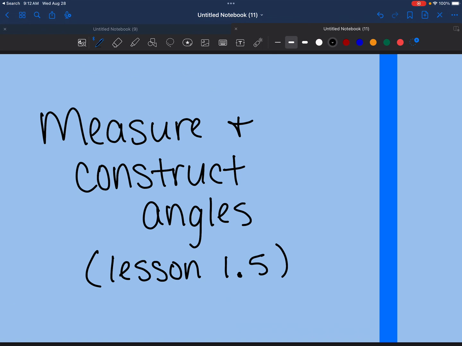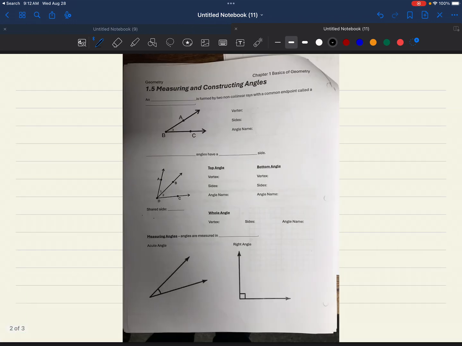Okay, so we're starting 1-5. We'll do the first part today. We'll finish our second part tomorrow. So today we're going over specifically how to measure and construct angles.